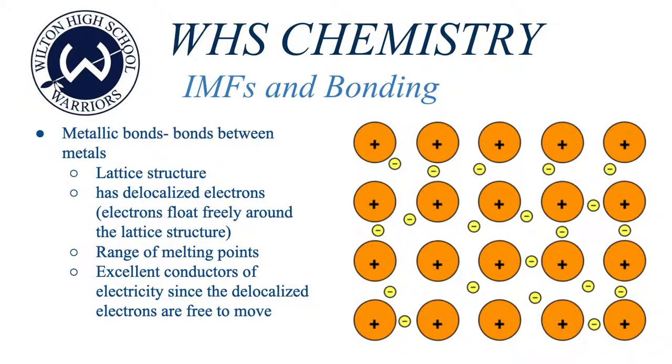Okay, and then metallic bonds are bonds between metals. They usually have a lattice structure. They have delocalized electrons, so the electrons float freely around the lattice structure. As you can see here, the electrons are just sitting there, and they can float around wherever they want. There's a range of melting points for these, and they are really good conductors of electricity because the delocalized electrons are free to move and conduct electricity.